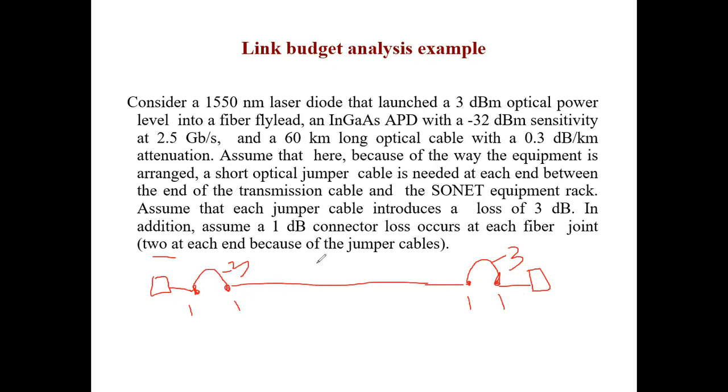And the length of the fiber cable is 60. Okay, so this is the length of the fiber cable, and the cable loss which is given is 0.3 dB per kilometer. So here alpha F is given as 0.3 dB. Rest nothing, splicing loss and all, these are not mentioned.